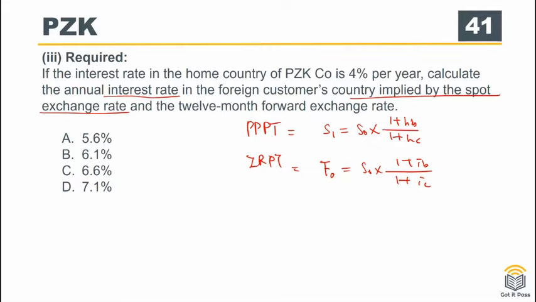So we test which formula should be used in this case. Because it is interest rate here, we should follow that. So not the PPPT, it's the interest rate parity theory. If that is the case, we should put the numbers in.